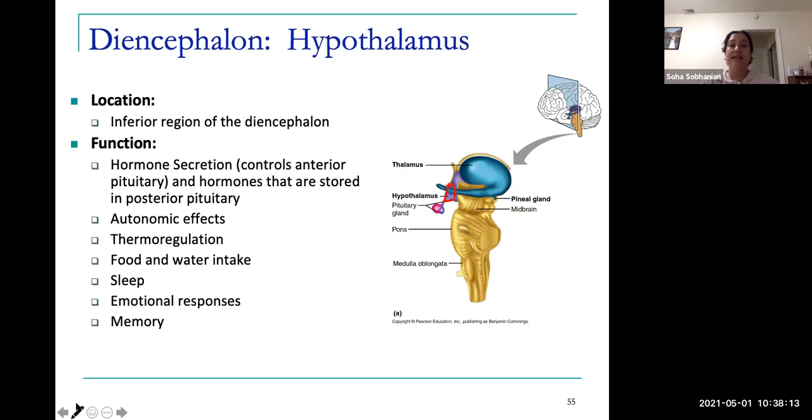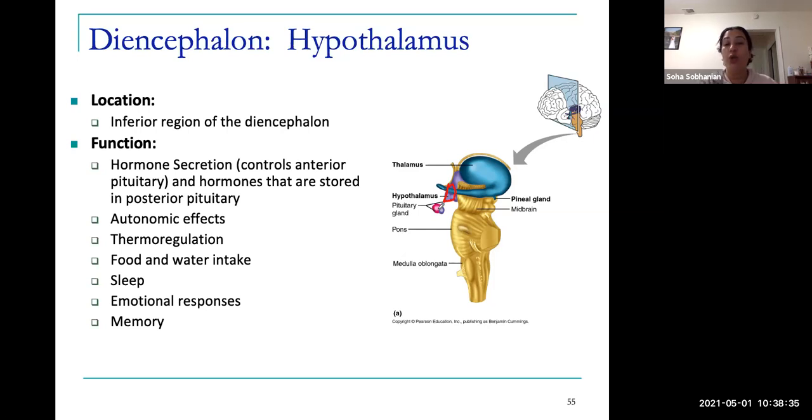The other thing is that it secretes hormones. So basically it controls the pituitary gland, the one that hangs right underneath it, remember? These little pink and purple circles that hang from the hypothalamus. You control what hormones get released from them.